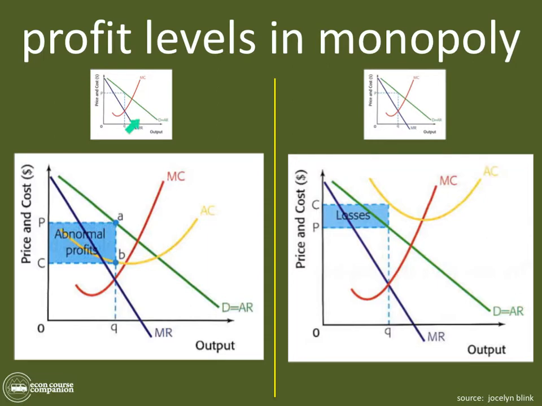So here we go, right? Profit levels of monopoly. Here's the graph we had on the previous slide, right? This level of Q right here is the profit maximizing level of output.